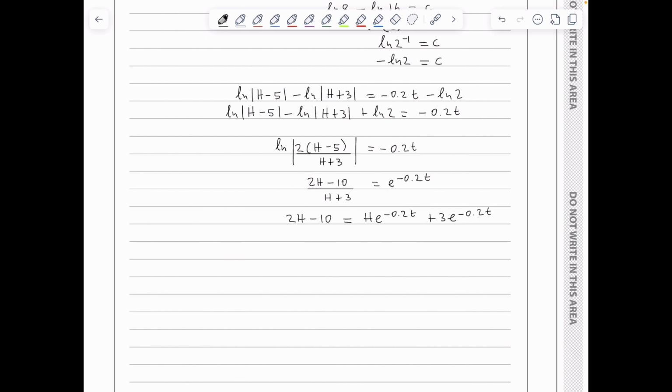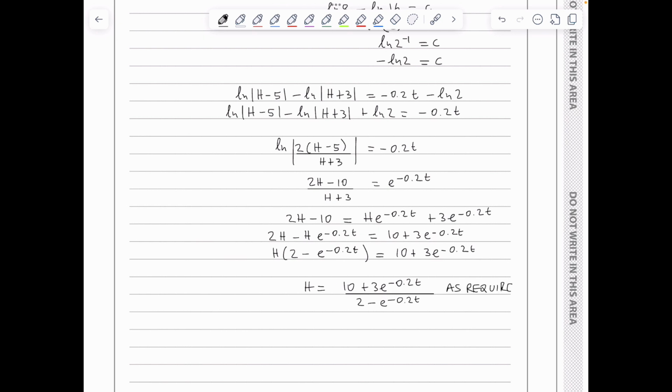I'll be collecting the H terms on the left-hand side, leading to 2H minus H e to the minus 0.2t is equal to 10 plus 3e to the minus 0.2t. And therefore, if I factor out the H on the left-hand side, I get H brackets 2 minus e to the minus 0.2t is equal to 10 plus 3e to the minus 0.2t. And therefore, we get that H is equal to 10 plus 3e to the minus 0.2t over 2 minus e to the minus 0.2t as required.